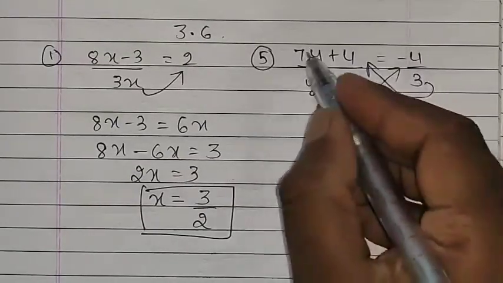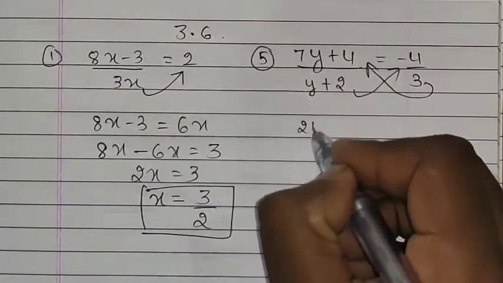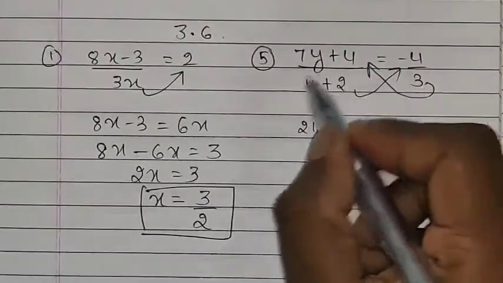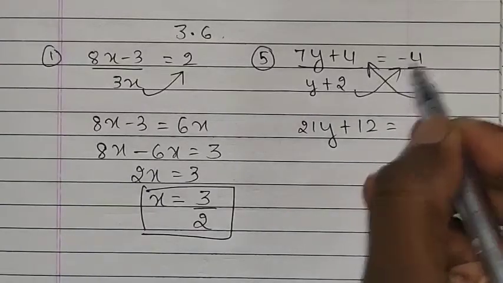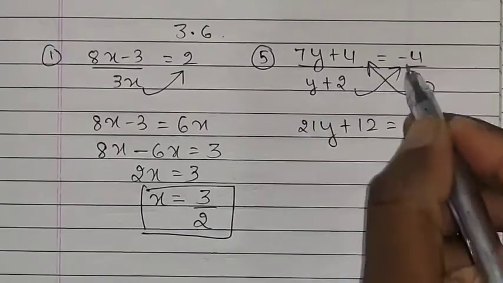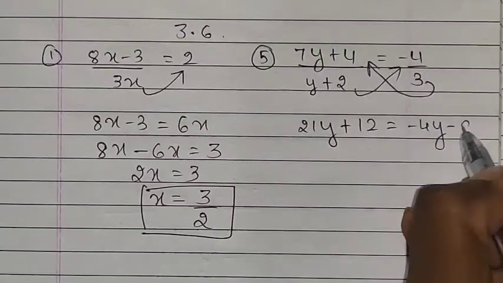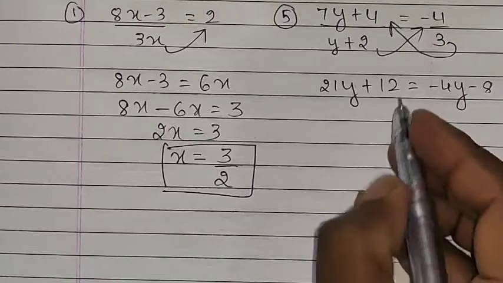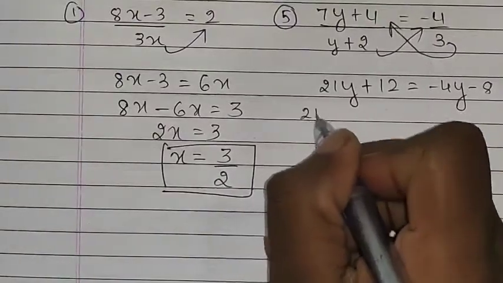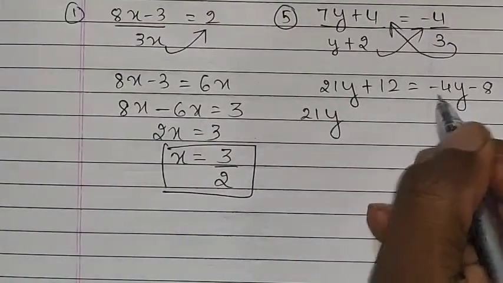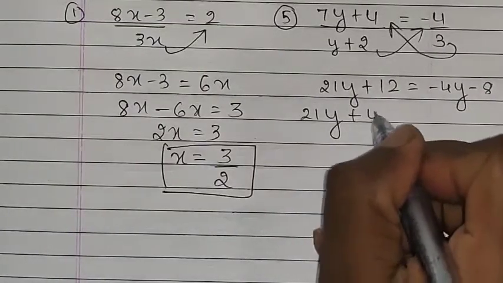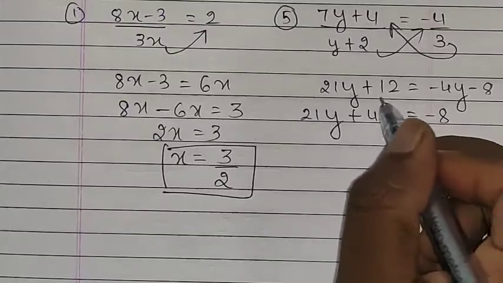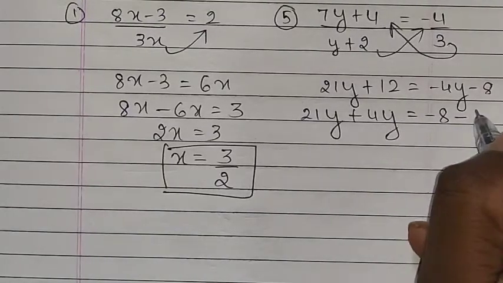This is called cross multiplication. 3 into 7y, 3 7s are 21y plus 3 4s are 12 is equal to, this whole expression is multiplied by minus 4. Minus 4 into y is minus 4y. Minus into plus is minus, 4 2s are 8. Next I will keep variables on one side, constants on the other side. This 21y as it is, 21y minus 4y, after shifting to the left side it will become plus 4y is equal to minus 8 as it is, plus 12. I will shift, it will become minus 12.